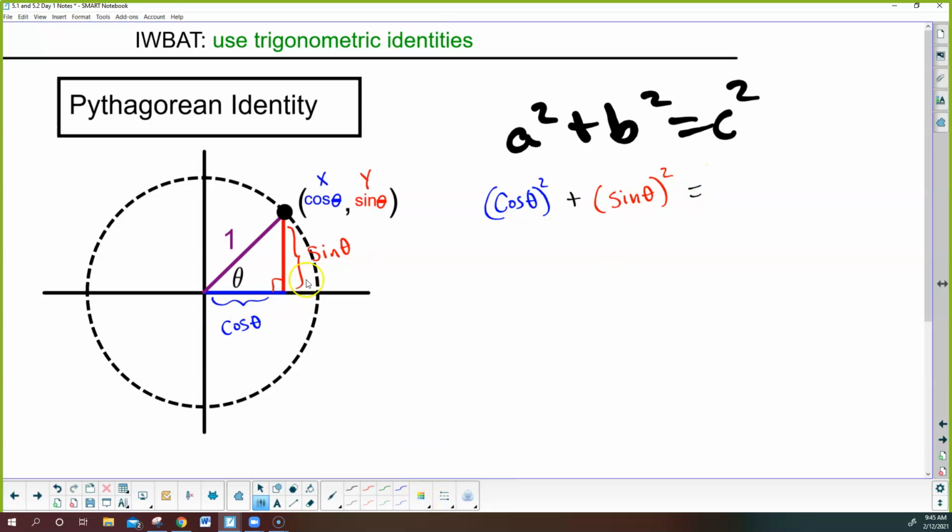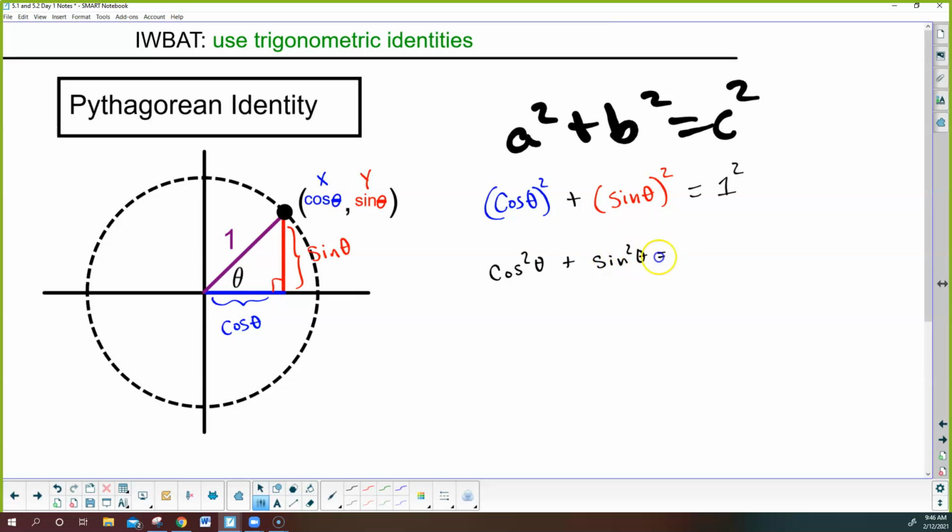So the two sides squared, and then the hypotenuse is 1. So this is our identity. However, what I want to show you is the notation. See how this is cosine theta and then we square it? You can also write this, and it is more commonly written as cosine squared theta.